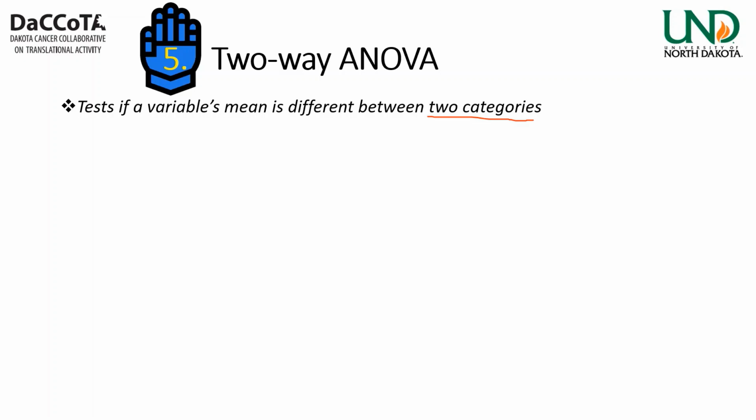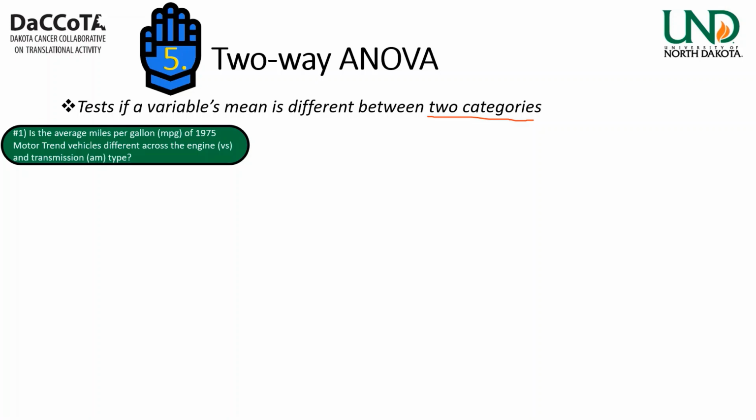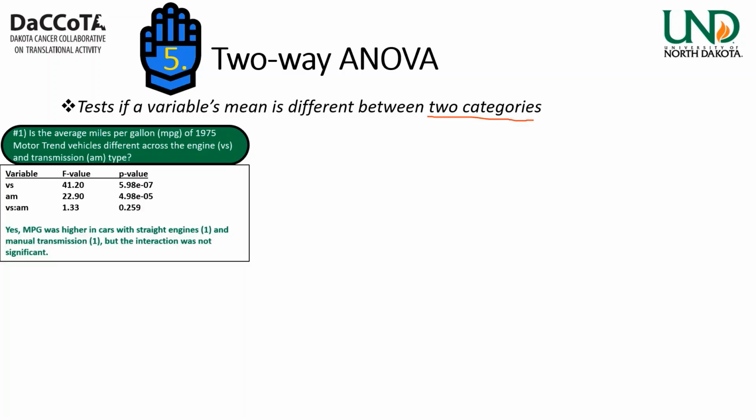I mean, how many ANOVA gauntlets do you really want to come flying at you? So let's start with number 1, our old friend 1975 Motor Trends. We're going to look at engine and transmission type. We looked at them separately before, but let's look at them together.